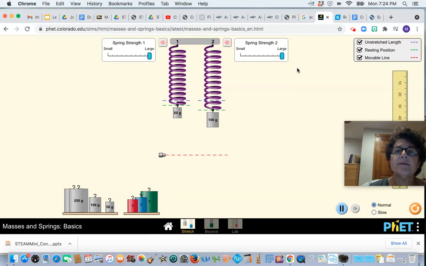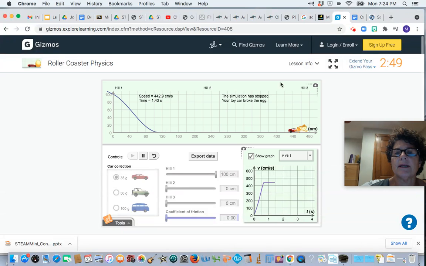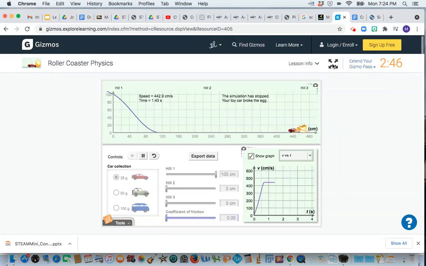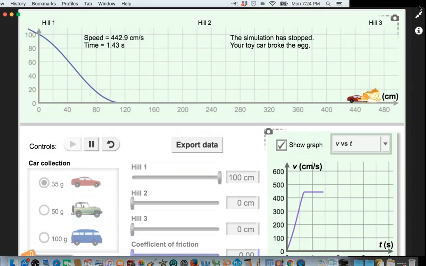PhET is very similar. It's an online simulation and you get data, but no supporting materials. You have to make them yourself. But Gizmos have all the supporting materials that go with these, and they're really good. And you can make it bigger, to expand the screen so you can really see what's going on.